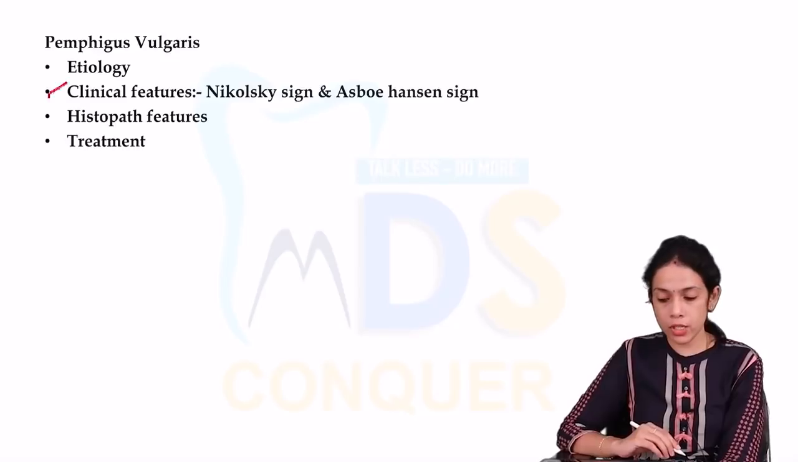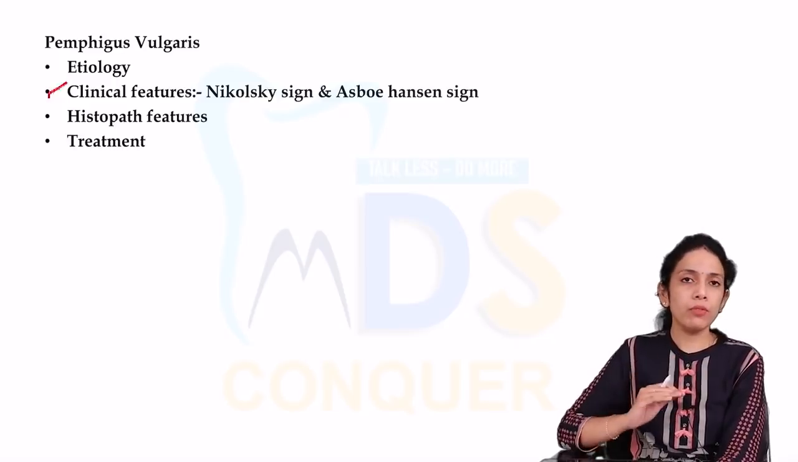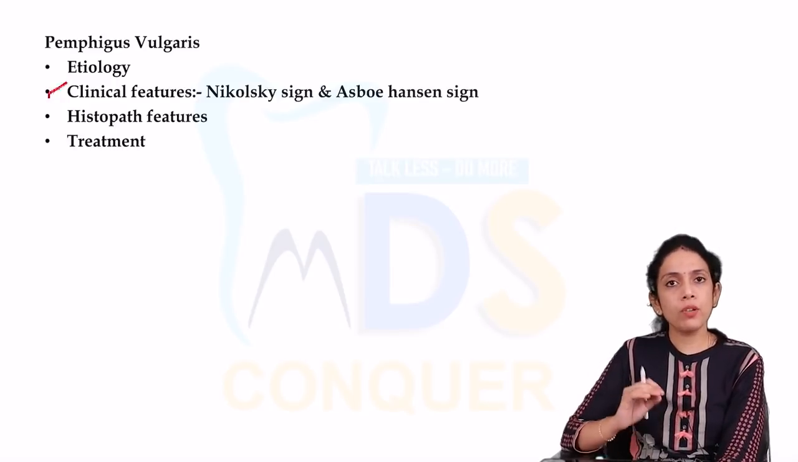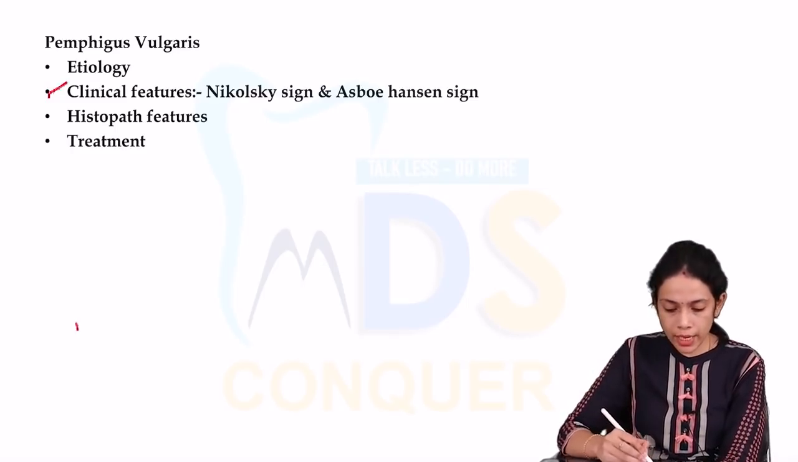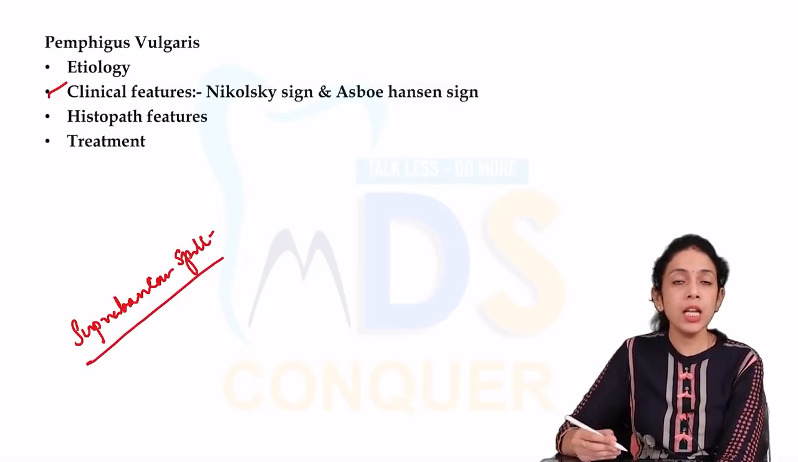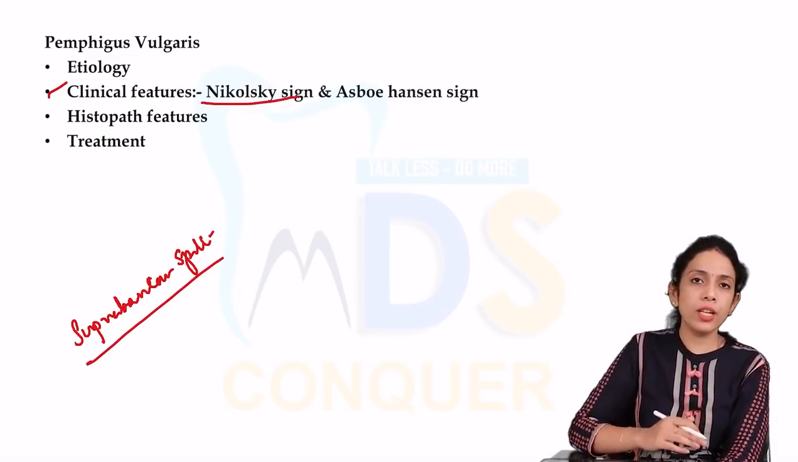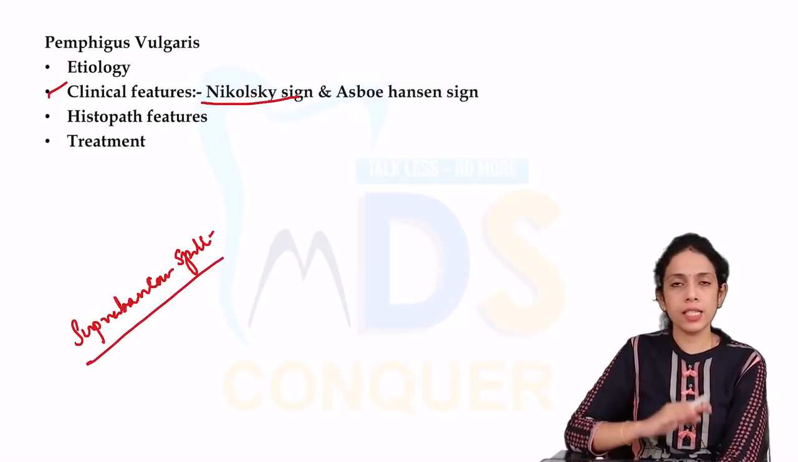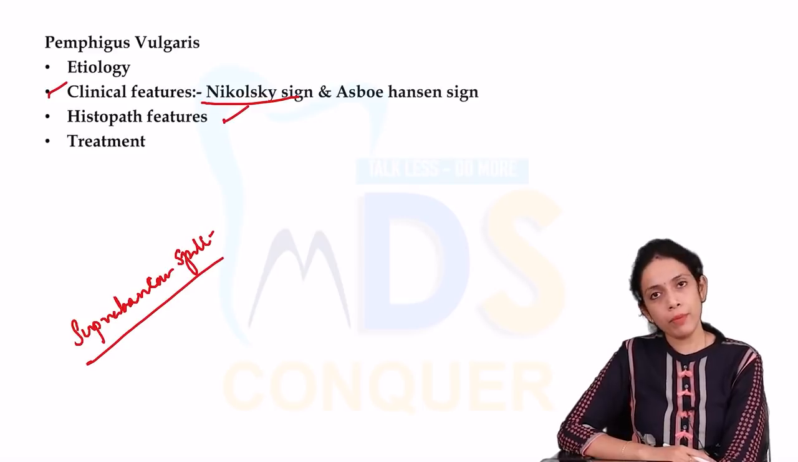Next, coming to the clinical features. There is a Nikolsky sign. Whenever you apply pressure with your finger on an area where there is no lesion, a new lesion appears there. Why? Because in pemphigus vulgaris there is a suprabasilar split. Because of the suprabasilar split, which is seen histopathologically, the superficial layers are separated from the bottom layers. That's the reason the new lesion appears there. That is the Nikolsky sign, which is positive in pemphigus vulgaris.